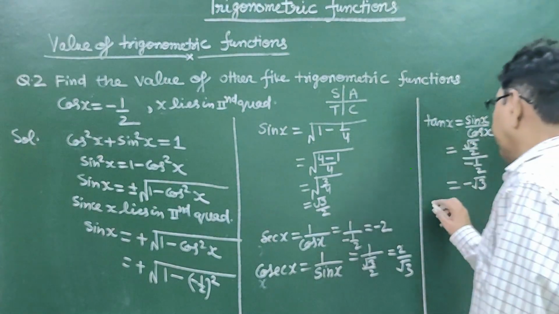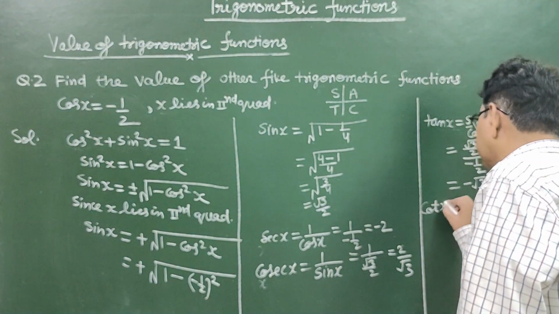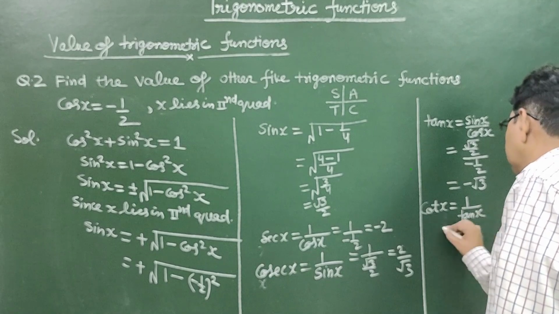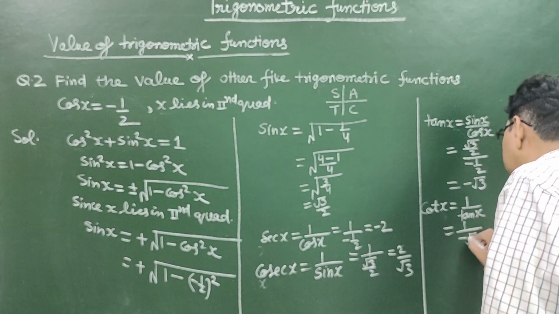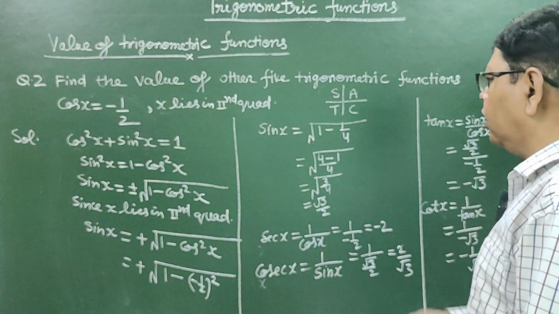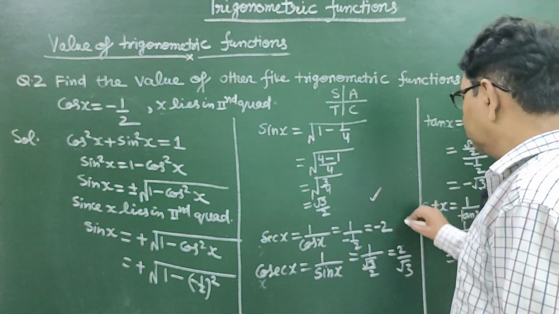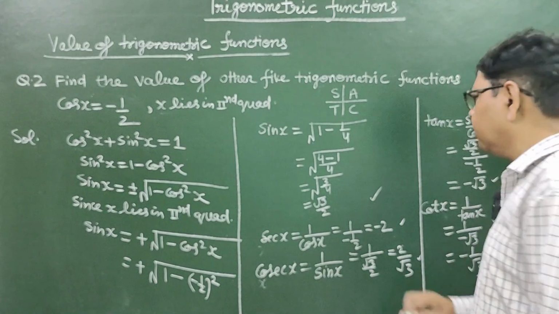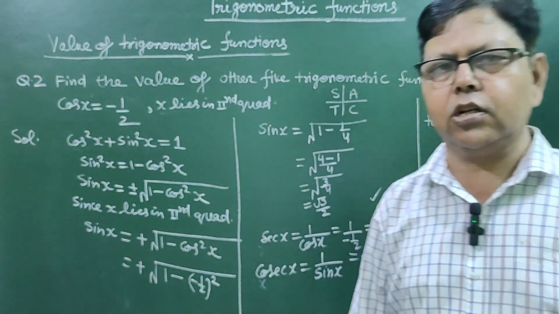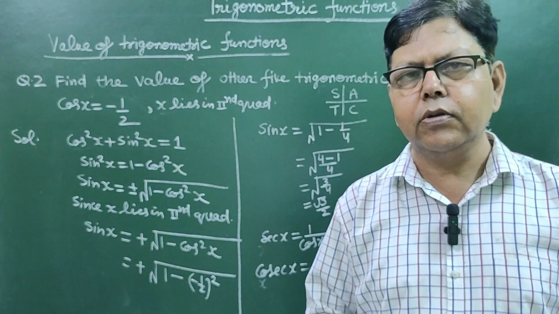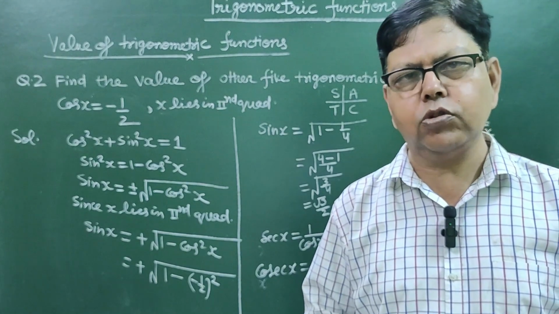Now cot x is the reciprocal of tan x, which is equal to 1 upon tan x, and this is equal to 1 upon minus under root 3, which is equal to minus 1 upon root 3. So now 1, 2, 3, 4 and 5, all the remaining 5 trigonometric ratios we have calculated. So this is the final answer of this question.